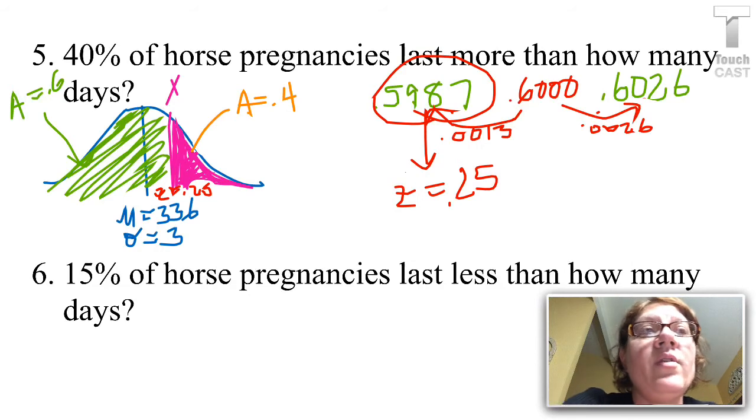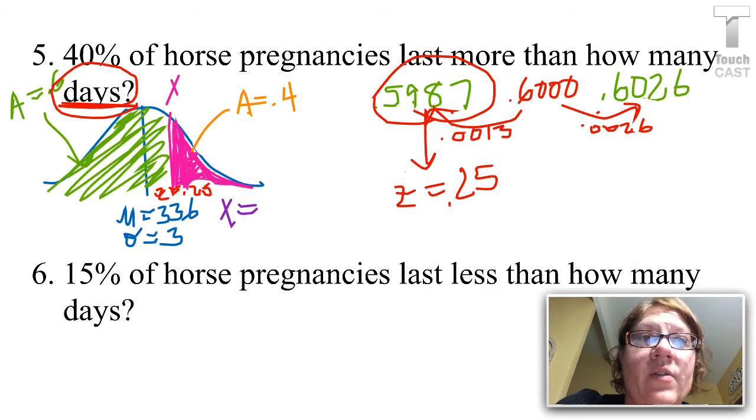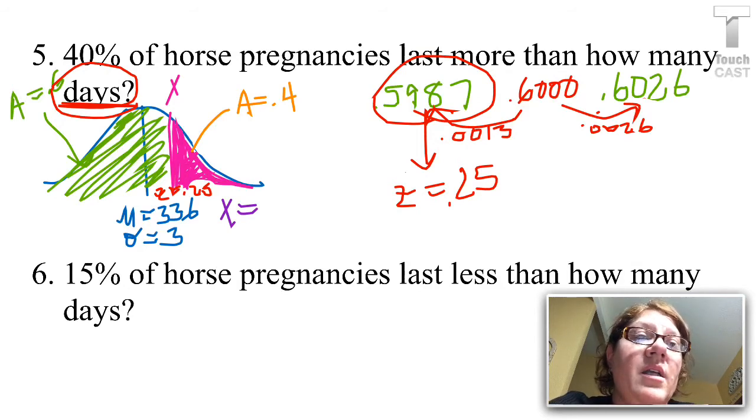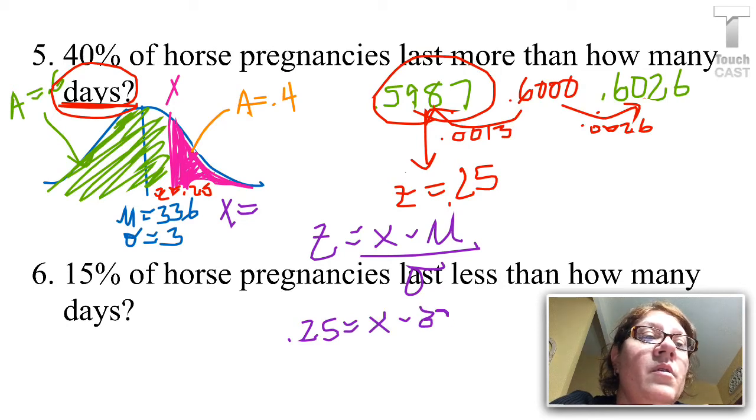And so I don't want to know the z-score. I want to know how many days. So it's a days question. So in other words, I need to know the x value because x, excuse me, is number of days. So again, I'm going to use my z-score formula because I think I have everything to plug into that except for x. So let's see, z is 0.25. I don't know the x. I know mu, and I know sigma.